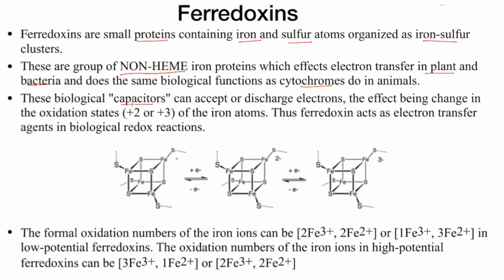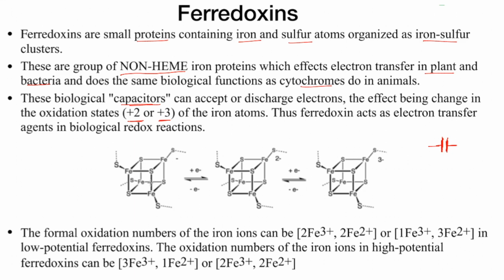Now these biological capacitors can accept or discharge electrons, the effect being a change in the oxidation state of the iron atom from +2 to +3. Thus ferredoxin acts as an electron transfer agent in biological redox reactions. They are called capacitors because they can hold charges. You know what a capacitor is? In physics we study the capacitor, which is put in a circuit and stores charges. In the same way ferredoxin does the same thing. They store charges by changing their oxidation state from +2 to +3. So this is a typical electron transfer mechanism for ferredoxin.